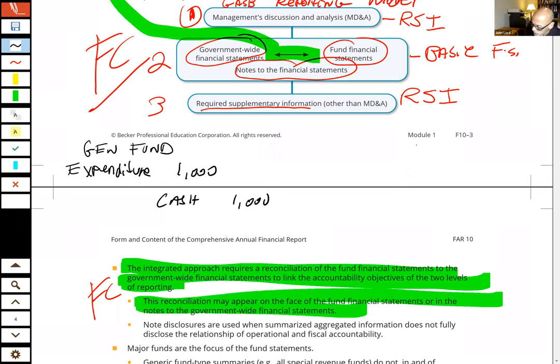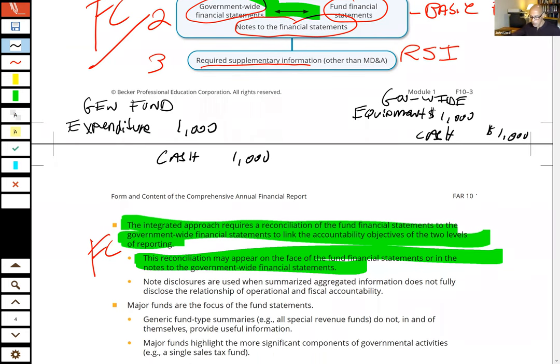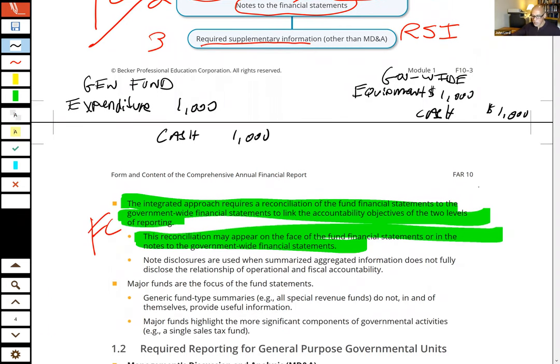Now, what happens? I need to account for this same transaction at the government-wide level. Now, at the government-wide level, I'm doing what? I have to use full accrual accounting, don't I? So at the government-wide level, I would follow my full accrual accounting training. I would debit equipment $1,000, and credit the cash. Same transaction being accounted for one way at the governmental fund level, the general fund level, another way at the government-wide level. Now, let me ask you this. Let's say this government had $1,000 cash, and they spent it all on equipment.